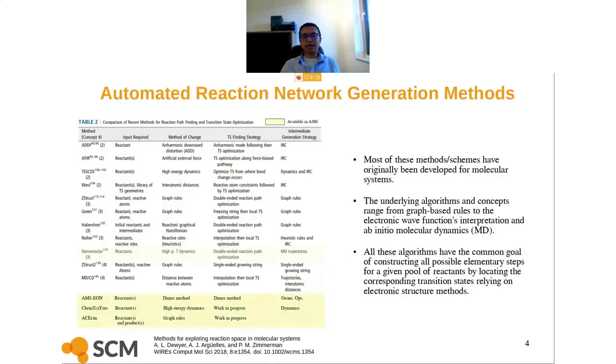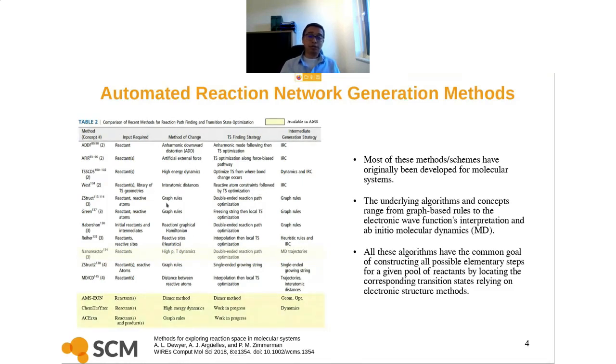So in this slide, I include a table taken from this paper. There's a nice summary about a lot of methods for exploring reaction space in molecular systems. I'm not going to talk about all these methods, just to show there are different approximations that we can use nowadays. In particular, I included three of them, which are the ones available in our AMS suite. But the point here is that most of these methods or schemes were originally developed for molecular systems.